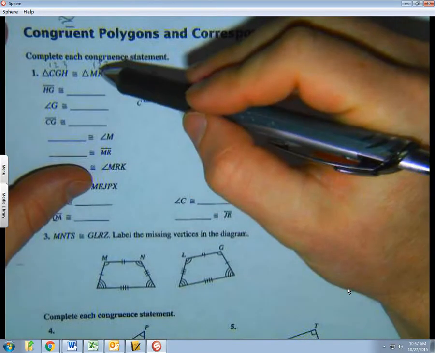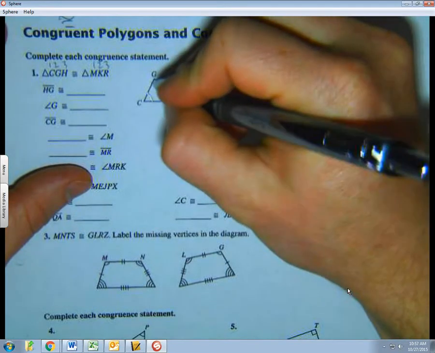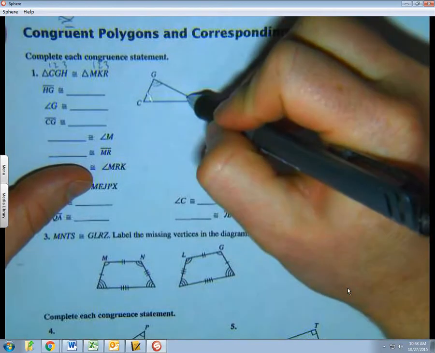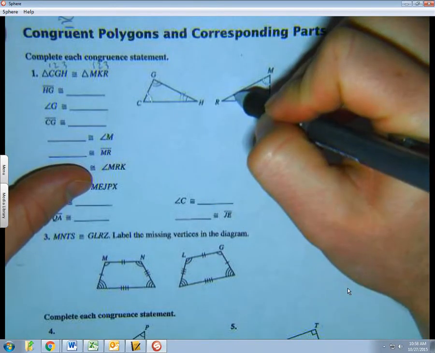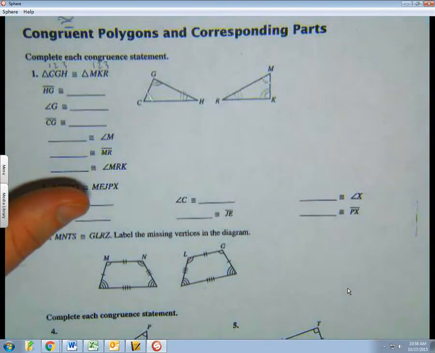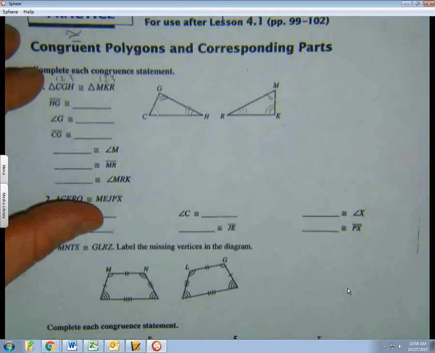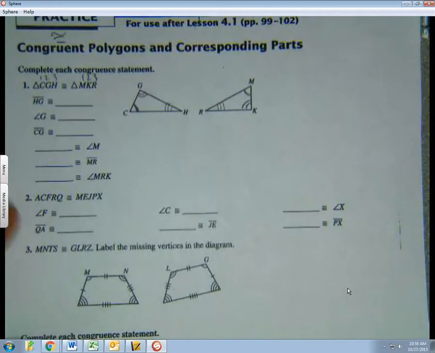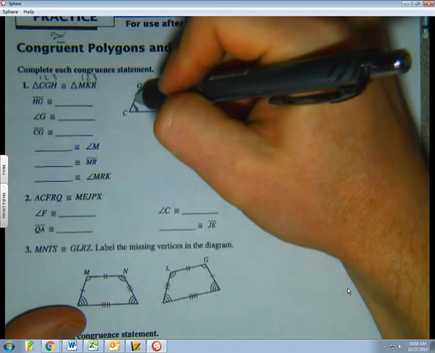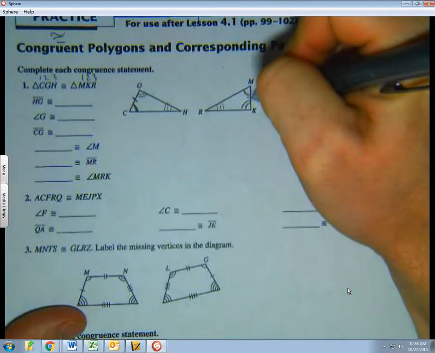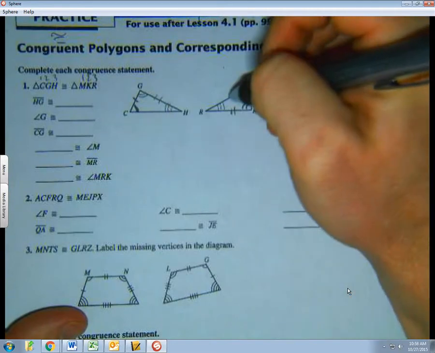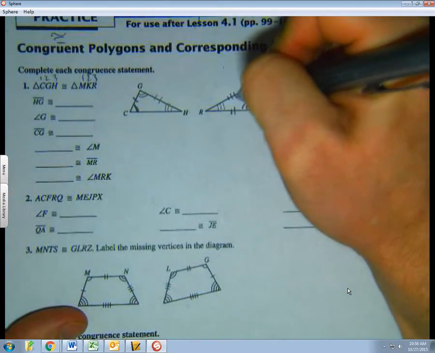Okay. G is the same as K. So double for G, double for K. And then H is the same as R. So triple for H, triple for R. And then I'm going to go ahead and do the sides too, since I have this part started. Okay. So between CG, between 1 and 2, I'm going to put 1. Between 2 and 3, I'm going to put 2. And between 3 and 1, I'm going to put 3. Okay. So now I've really done the problem.